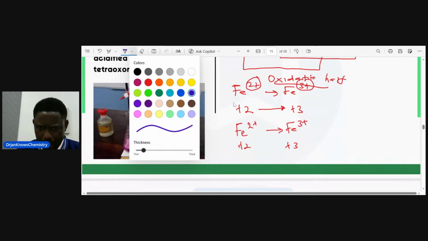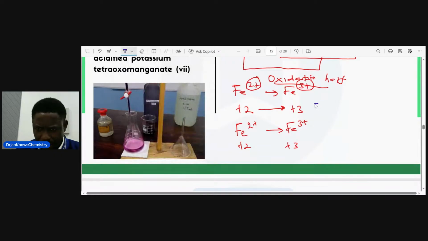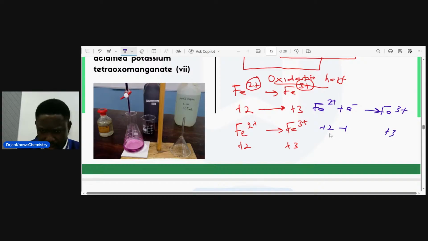We have this, you see, Fe. I'm writing in blue so that you can see that. I will now add an electron. I will say Fe3+. Look at this. Now we have plus 2 here and minus 1. At the product side, we have plus 3. So 2 minus 1 is minus 1, and this is plus 3. You can see that the reactant side and the product side, minus 1 and plus 3, are not equal.